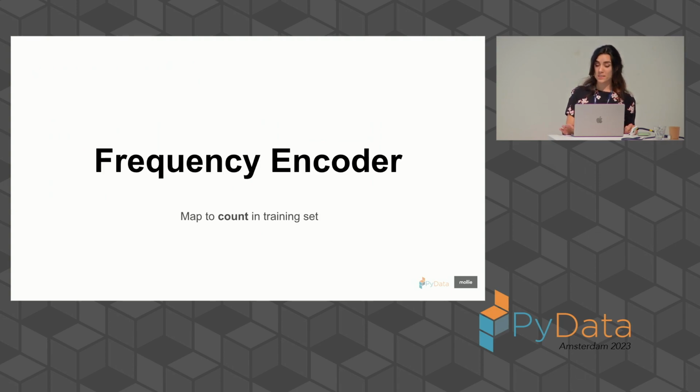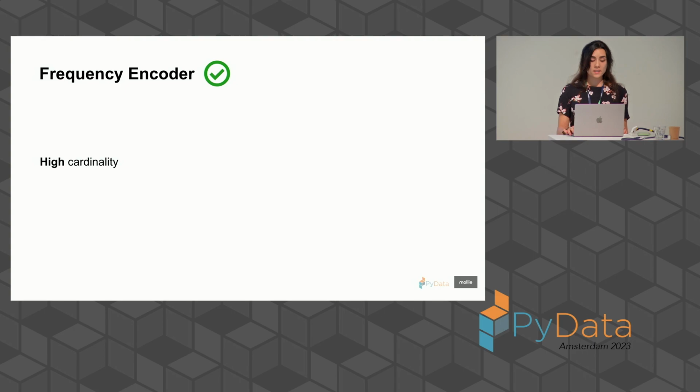The second encoder is the frequency encoder. It's actually similar to the label encoder, but here, instead of mapping to a numerical value, we map to the specific count that we see of that value in the training set. It's nice when you have high cardinality because this decreases the cardinality of your data and makes it simpler for the model to find patterns, and it conveys some information about your data point as well.